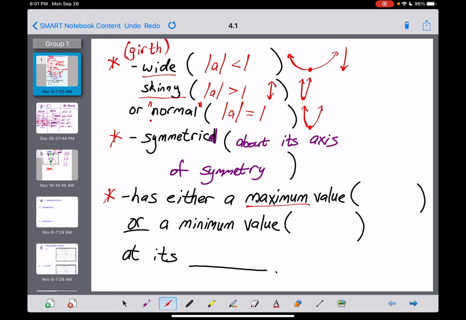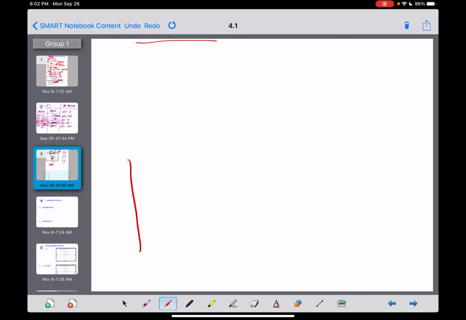When we're talking about a maximum value, we mean a maximum y value. That really means that we are dealing with a highest point. Or in some cases, if we're dealing with a parabola with a minimum value, that's what we consider to be its lowest point.